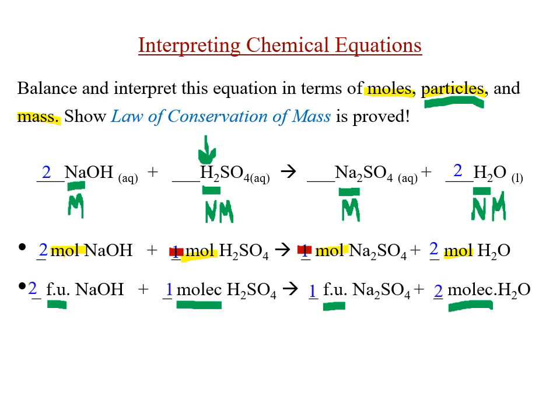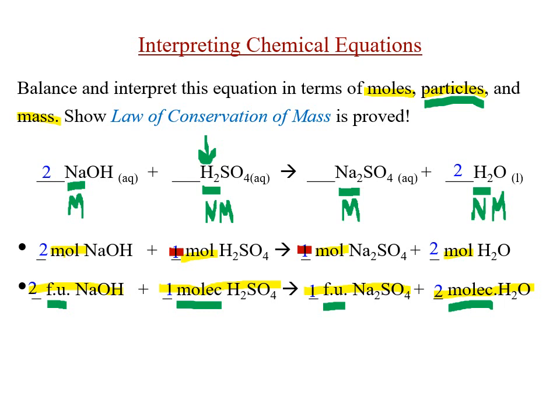2 formula units of sodium hydroxide. Right here, that's our first term. React with 1 molecule of sulfuric acid to produce 1 formula unit of sodium sulfate and 2 molecules of water. All right, the next one was mass.